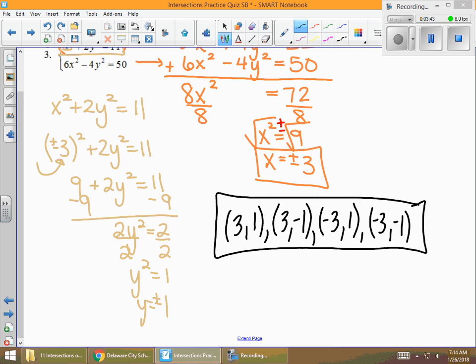It's kind of a lot of work to check this on the normal TI-84 calculator, but you can do it. You just would have to solve for y in both situations there. Okay, that's number 3.